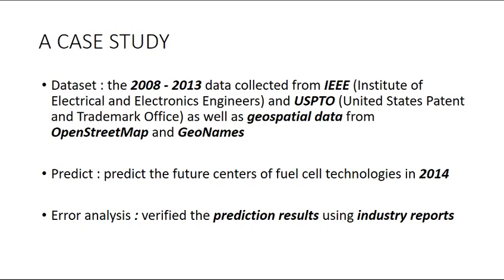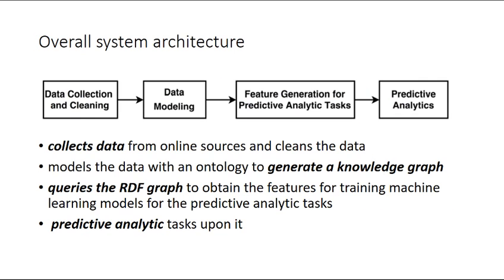The paper took the data from 2008 to 2013, and also USPTO trademark data, and predicted the future technologies for the year 2014. And they also verified their prediction results using the industry reports of 2014. They can know the error analysis or error rate of their model.